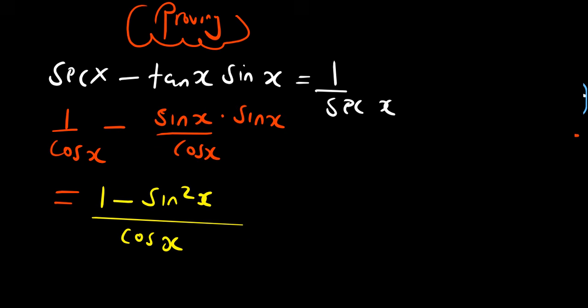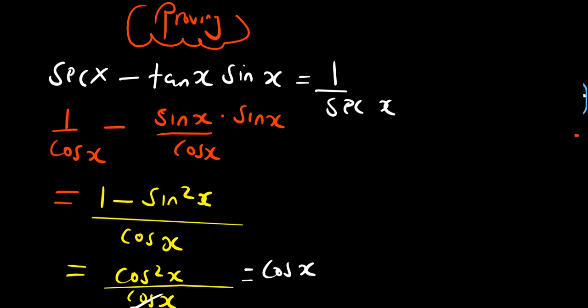Now that I've got this, you remember that 1 minus sine squared x is just the same as cos squared x, according to your Pythagorean identity. So this is just the same as cos squared x over cos x. Now we can divide. Because cos squared just means cos x multiplied by cos x, and I've got a cos x down, 1 cos x and 1 cos x are going to divide, therefore I'm just going to remain with the cos x.